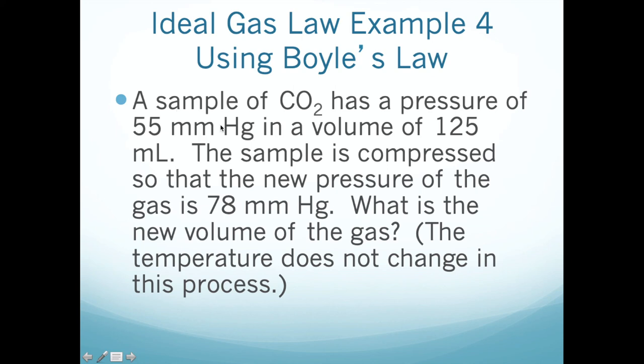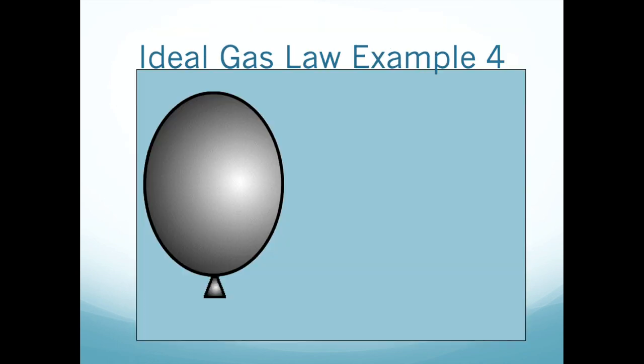We're given a pressure of 55 torr, that's our P1, and P2 is 78 torr. Our V1 is 125 milliliters. V2 is, well, we don't know what V2 is. That's what the question wants us to find. As for T1 and T2, we're told that they do not change. So T1 and T2 are the same number, which means they drop out of our combined gas law equation.